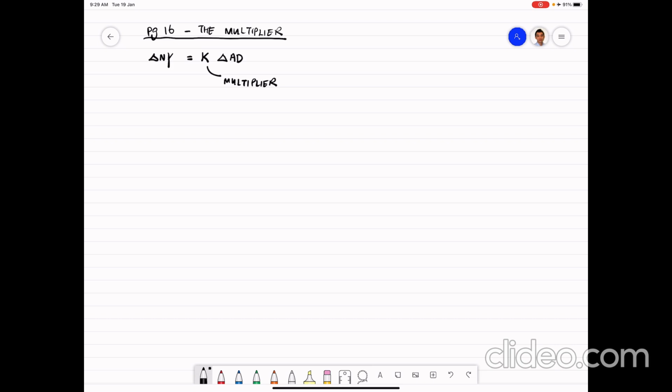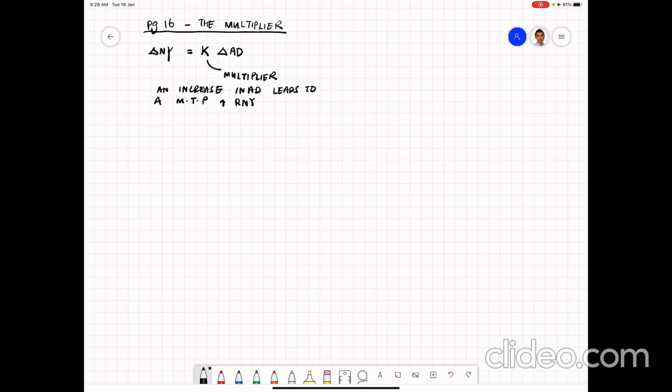So in this case, an increase in AD leads to a more than proportionate increase in real national income. Okay, so this sounds weird. So let's unpack this. So why does this happen?